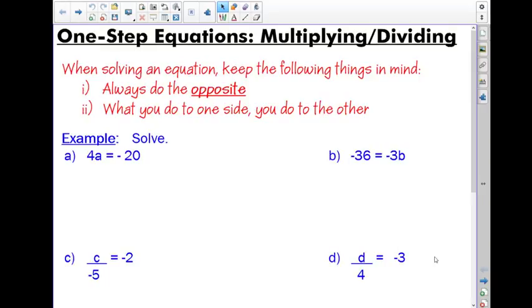Hi, grade 9s. Today we're going to take a look at one-step equations that we solve by doing the operations of multiplying or dividing. The two golden rules we learned yesterday are still our friends, and that is we always do the opposite, and what we do to one side, we have to do to the other. So let's take a look at a few examples.